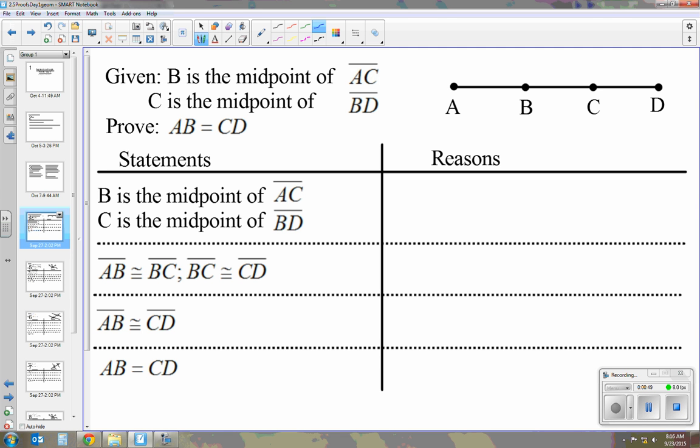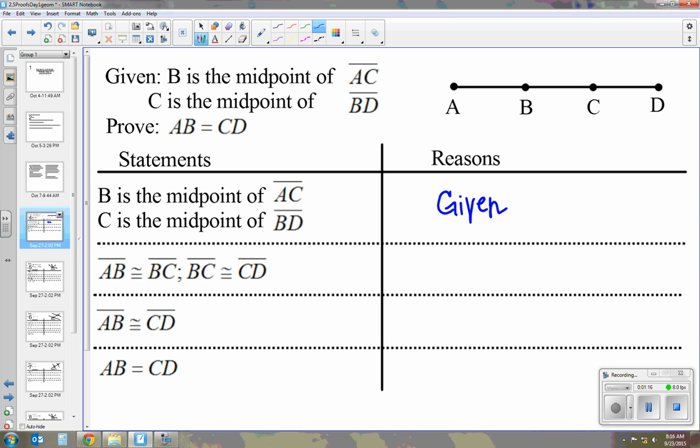Okay, now this first one, if you notice, I give you the first column. I give you the statements. All you'll be responsible for is writing down the reasons. So all we have to do is look back at the given, look at the picture, see what we're doing here, and then write down our reasons, okay? So first of all, I give you that B is the midpoint of line segment AC, and C is the midpoint of line segment BD. And I've written that down in the first row, so I'm going to say that is our given, okay?